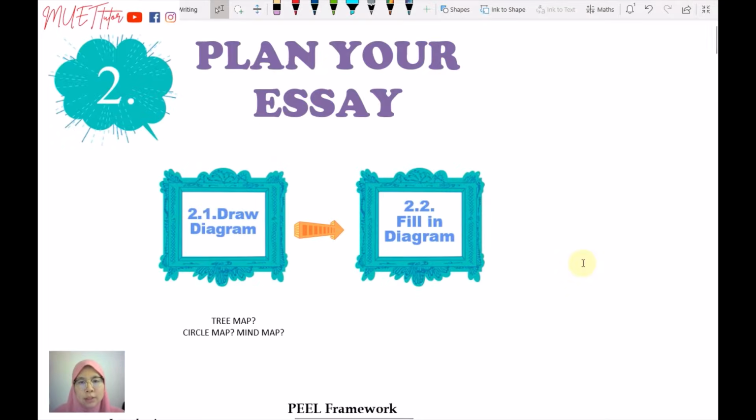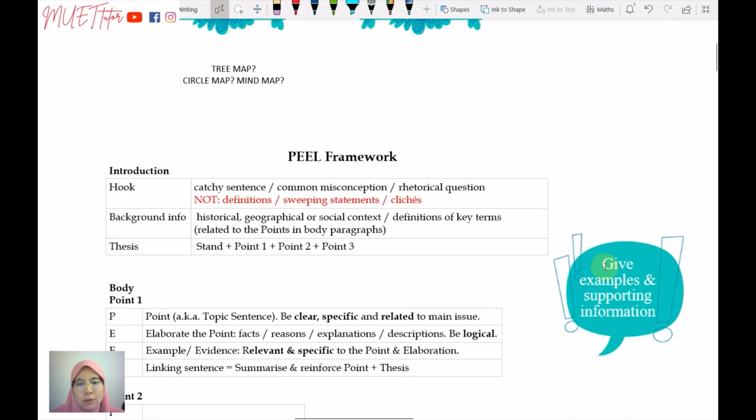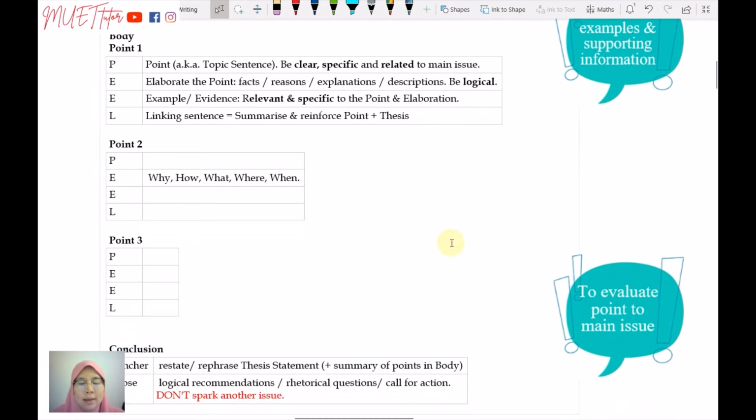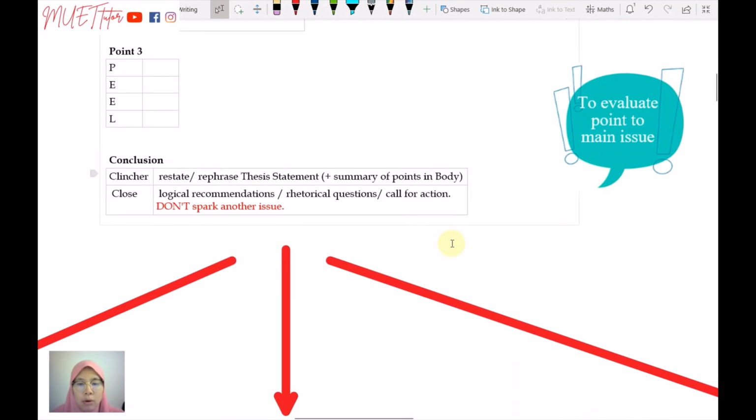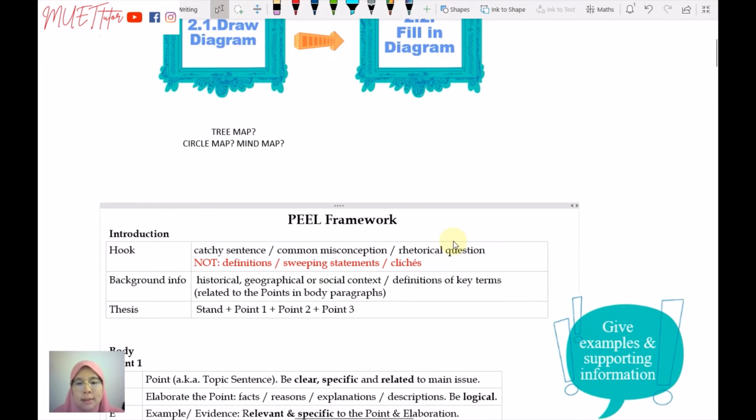With the decisions made in the previous step, gather your ideas and put them into a diagram or tree map or circle map or maybe mind map to help you see the connections. I always recommend my students to use this PEEL framework because you can see your ideas linearly. Therefore, you can see and manage the flow or coherence of your ideas throughout the essay. But then it's still best to use the one that works best for you.